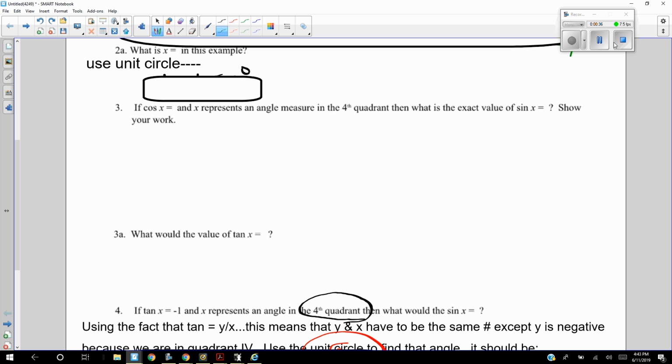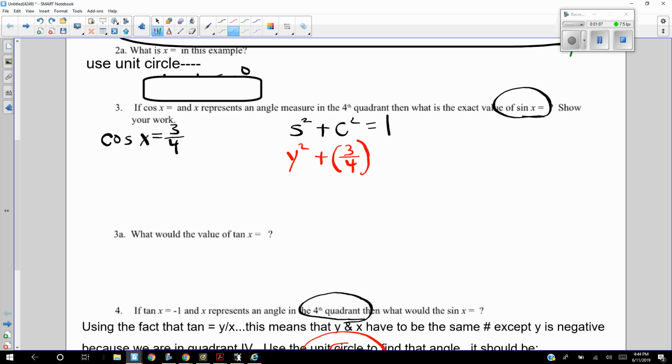So number 3. I've left it off this handout, but cosine of x should equal 3/4. So we're going to use the formula sine squared, I'm going to abbreviate it, plus cosine squared equals 1. We're trying to find sine, so that's going to be my unknown. I'm going to use y since sine refers to the y coordinate. We know what cosine is, so we're going to substitute 3/4 in for cosine of x squared and then equal 1.